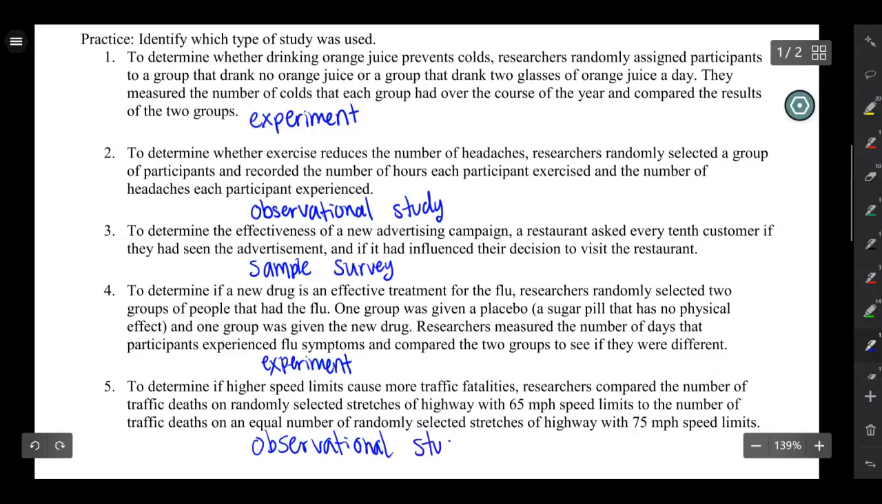So basically the researchers are going to sit down and they're going to say, okay, how many people died on the 65-mile-an-hour highway and how many people died on the 75-mile-an-hour highway? And they're not obviously trying to cause or prevent anyone from dying on the highways. They're just trying to figure out, is there a correlation between the speed limit and the number of people that are dying?